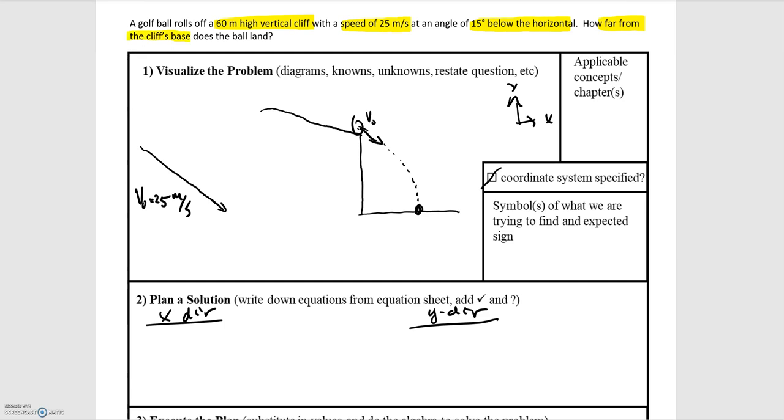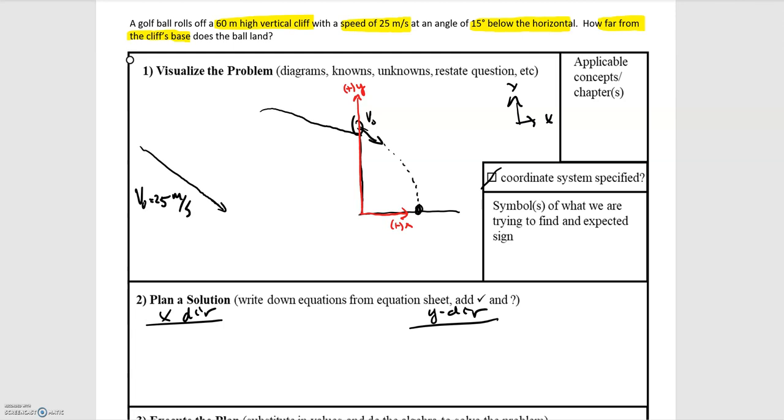So I have a simplified diagram here drawn where we have this golf ball on the edge of the cliff, and it's at this decline angle, and it goes off and it becomes a projectile, and then it lands some distance from the base of the cliff. So let's draw our coordinate system. I'm going to draw it where the origin is at the base of the cliff here. To the right is going to be the positive x direction, and up is going to be the positive y direction.